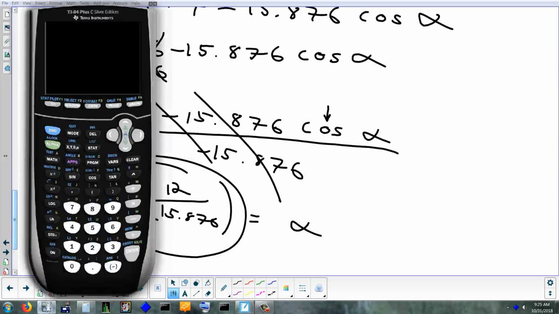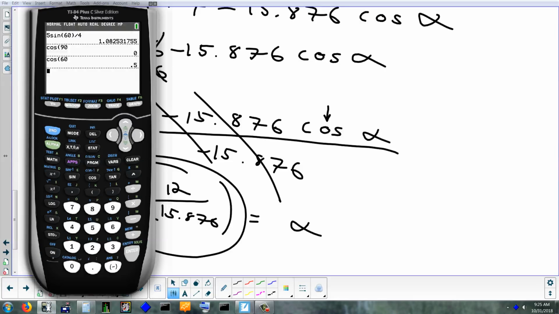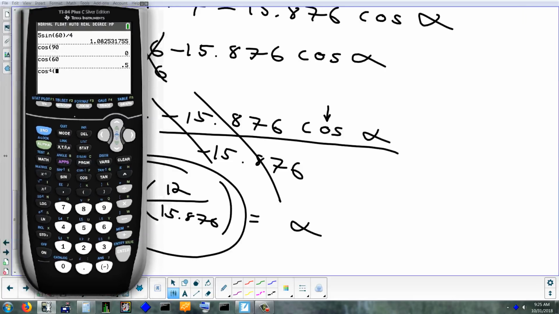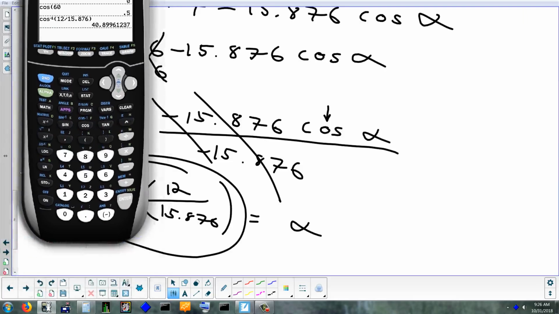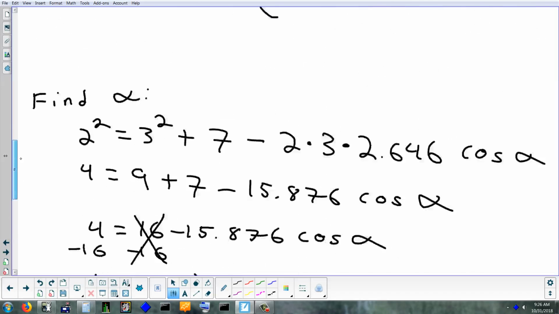Okay, let's type it in and see what we get. So second, inverse cosine. Remember, not inverse sine. 12 divided by 15.876. I know it's rounded, but there's nothing else I can do. I rounded to 3 decimal places. That's pretty accurate. I should be fine. So 40 point, well, technically that's going to round up, so 900 if you're showing the accuracy. 40.900.